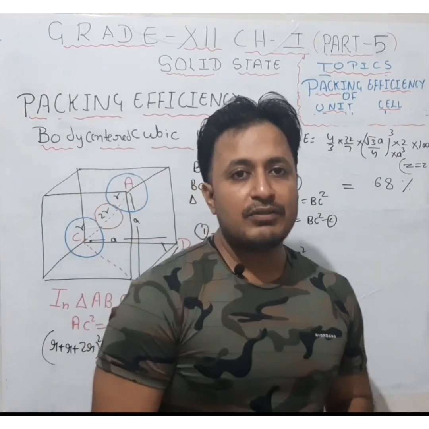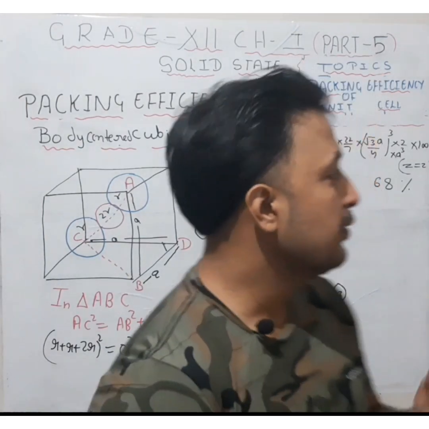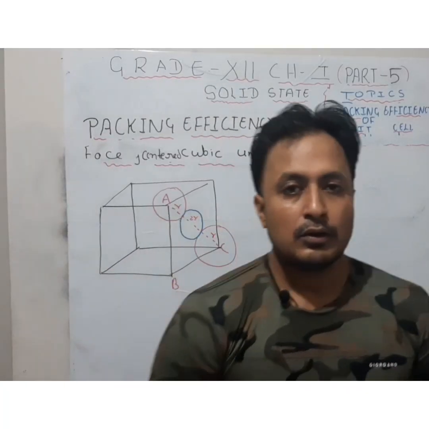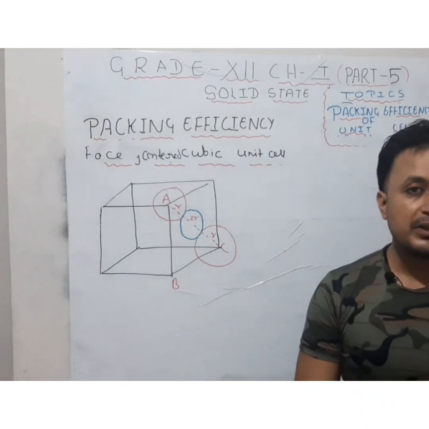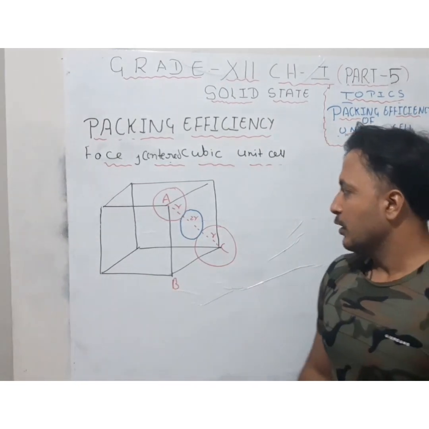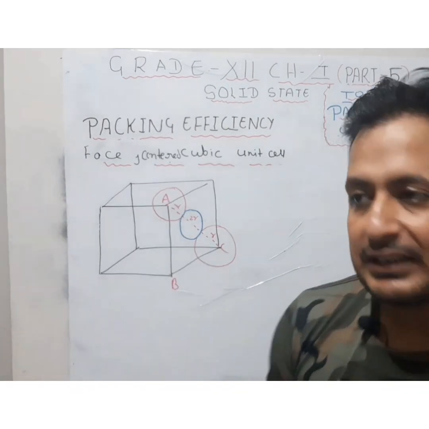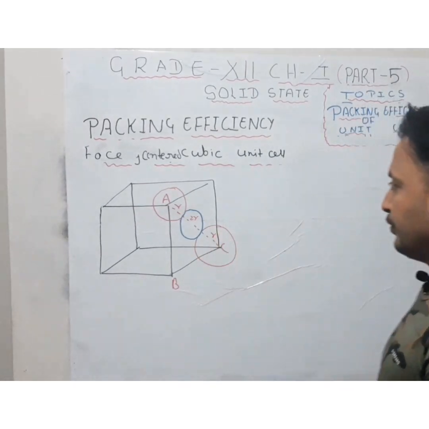Now the last one is left, which is the packing efficiency of face centered cubic. Now we will be calculating that. So students, now we are going to calculate the packing efficiency of face centered cubic. This is the last one. Now it's easy to calculate. First of all, again we have to find the relationship between what? Edge and the radius of the sphere.